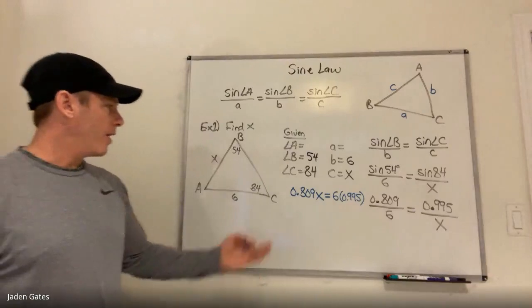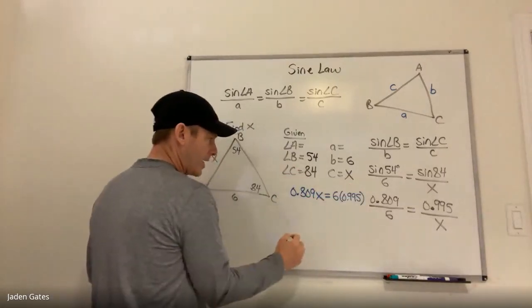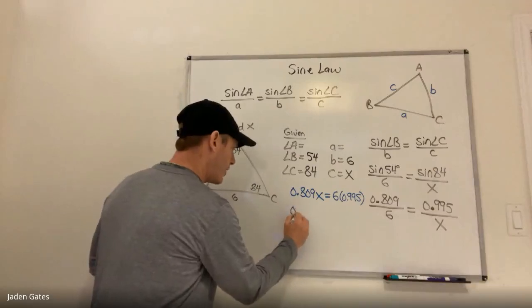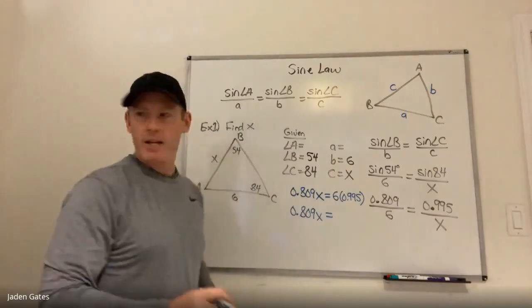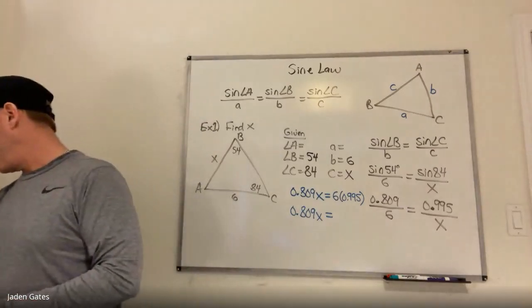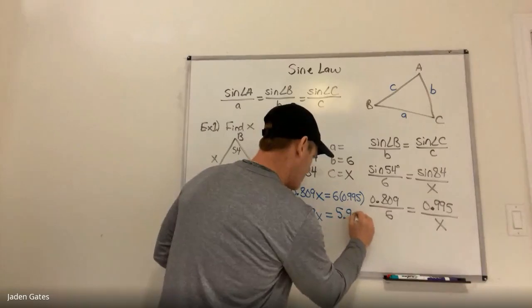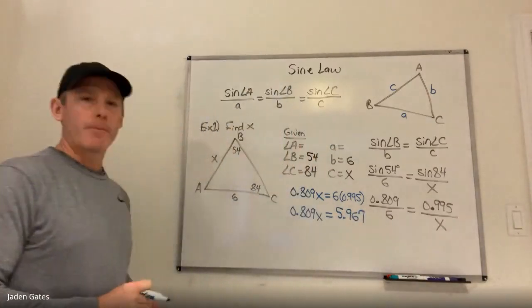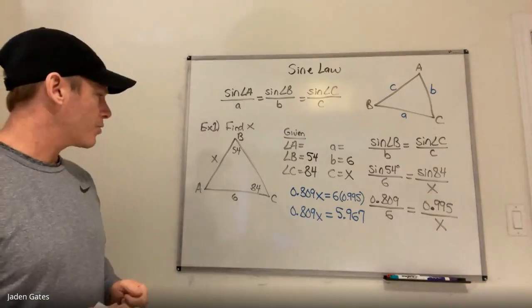All right, so now I have my equation. I'm going to simplify the 6.995. So I still have this 0.809x. 6 times that decimal, probably going to be pretty close. Let's see, 5.967. All right, maybe I'm carrying one extra decimal place here, but extra decimals give me a better answer.